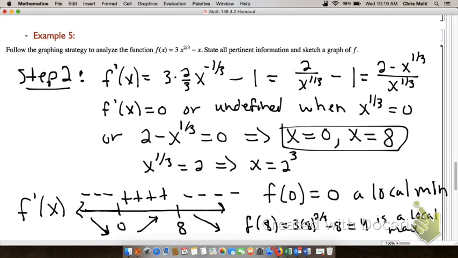Okay, so there's all our pertinent information about f prime, and when I finish step 3, I'll rewrite all the information we found from steps 1, 2, and 3, and then we'll go ahead and sketch a graph.